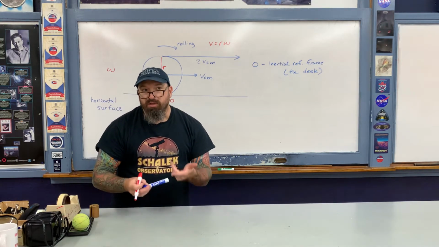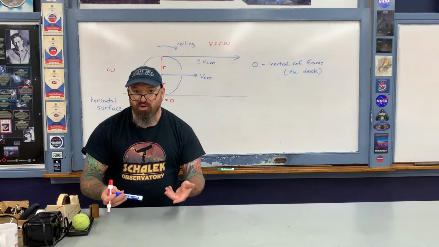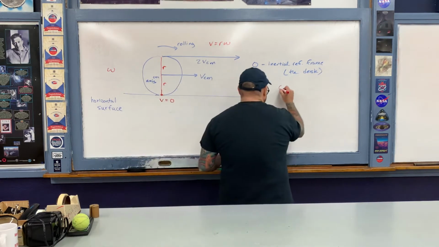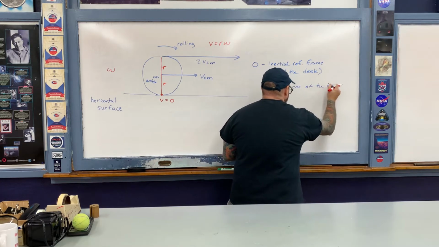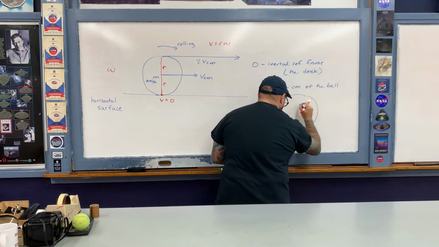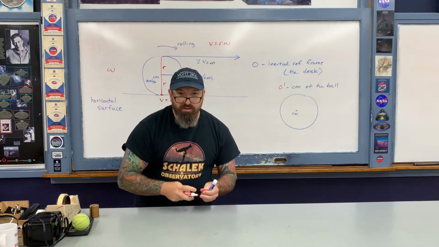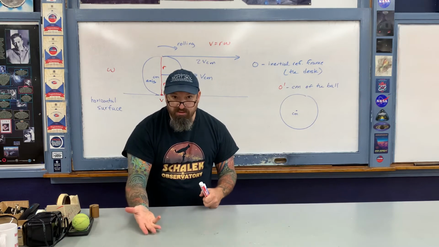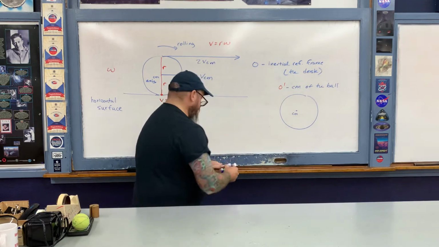Now let's actually consider the rotation about the center of mass itself. In order to do so, we're going to switch reference frames. So now we're going to think of the center of mass of the ball as a moving reference frame, O prime. O prime is the center of mass of the ball. And then consider the ball like so, where right here is its center of mass. What we now want to understand is the velocity of the top of the ball relative to the center of mass, and the velocity of the bottom of the ball relative to the center of mass.